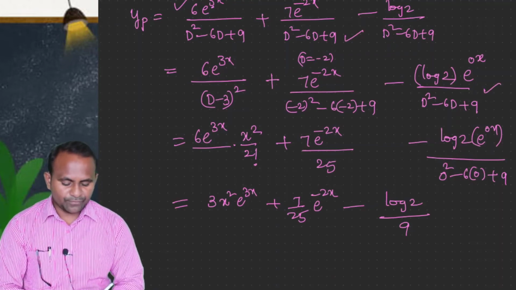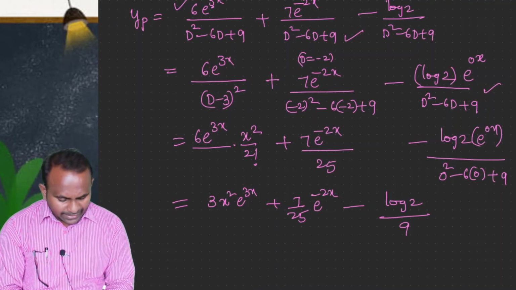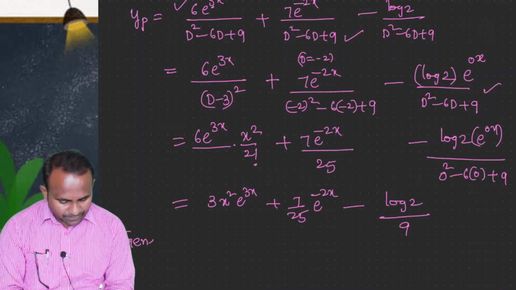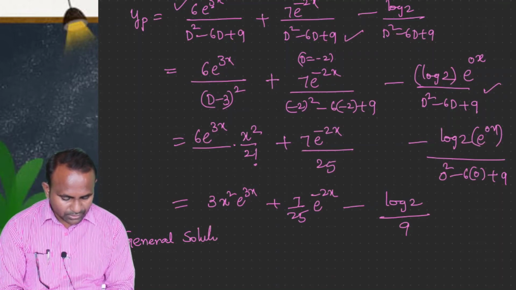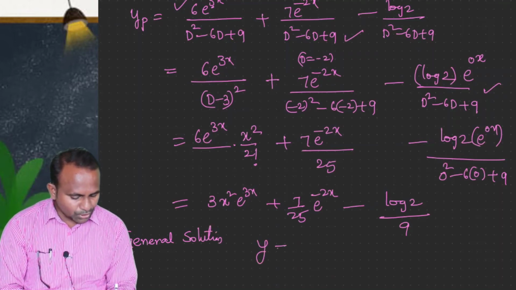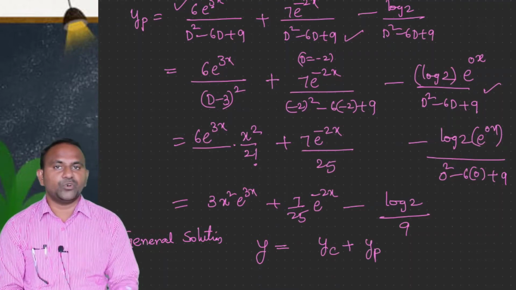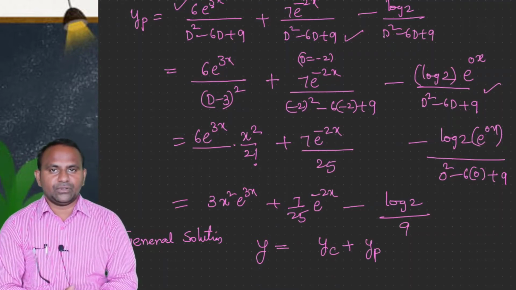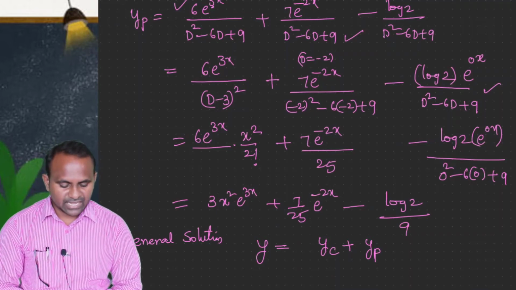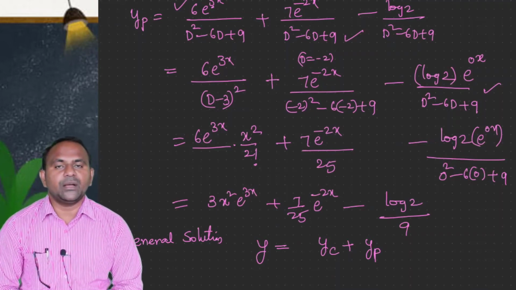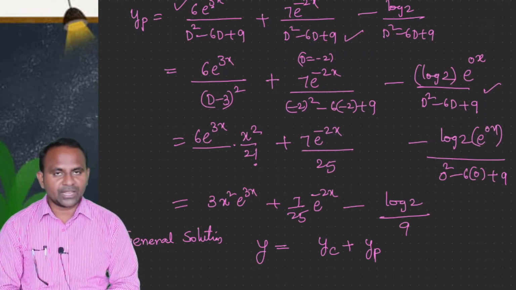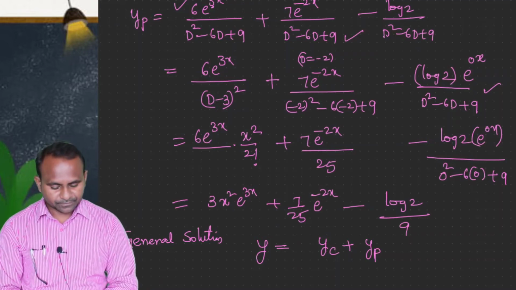Hope this is how we can find the particular integral. But while writing the general solution of the given differential equation, it's a compulsory task you must do. y is equal to the complementary function plus the particular integral. Both the functions are available, just add them to get the general solution. So this is how we find a particular integral of the type e power ax on the right side.